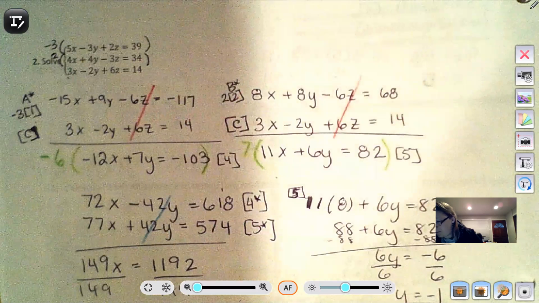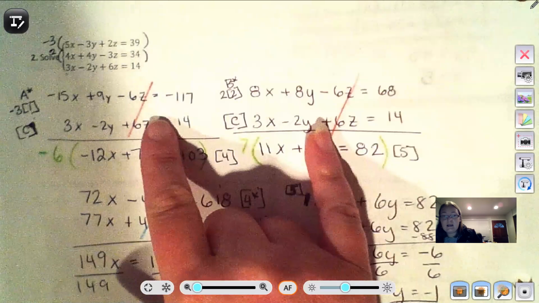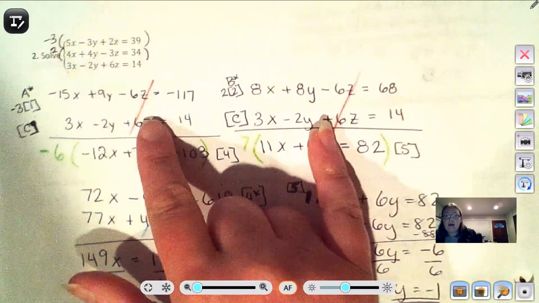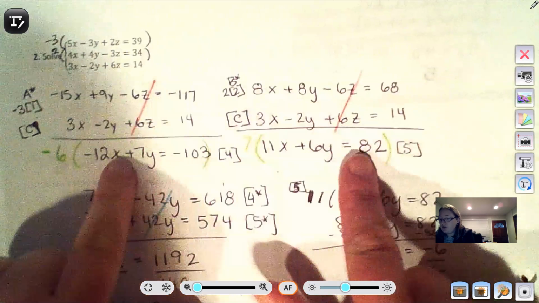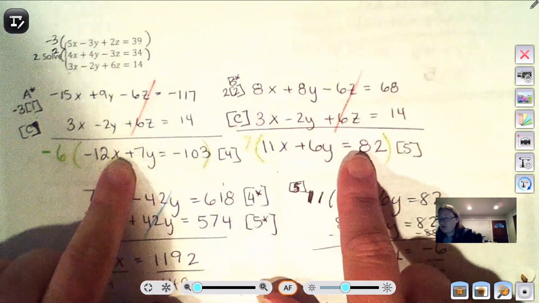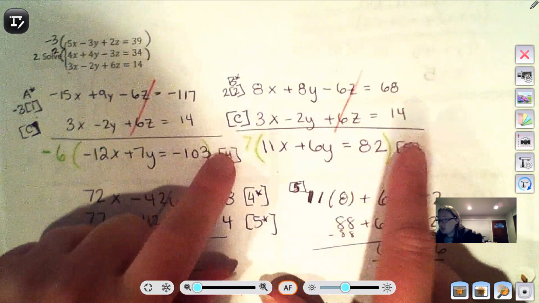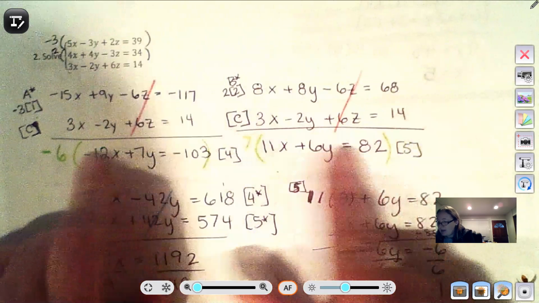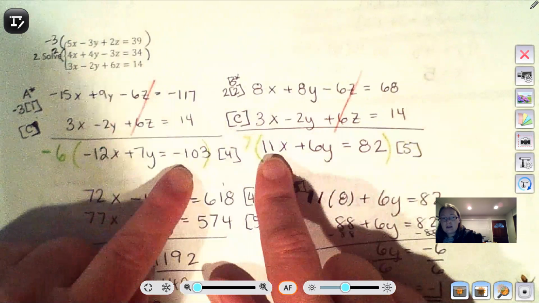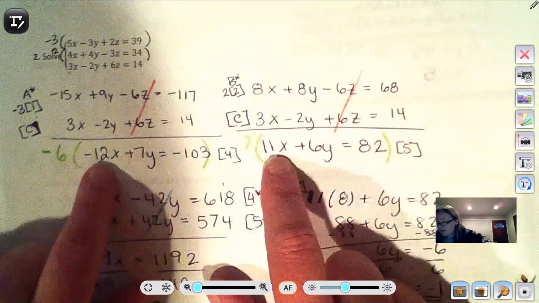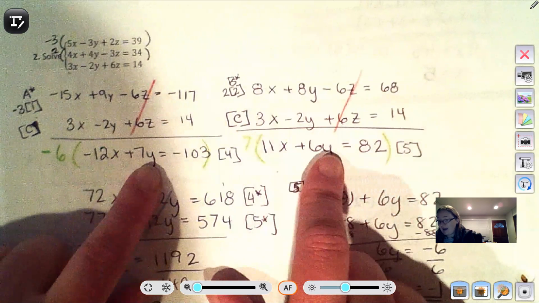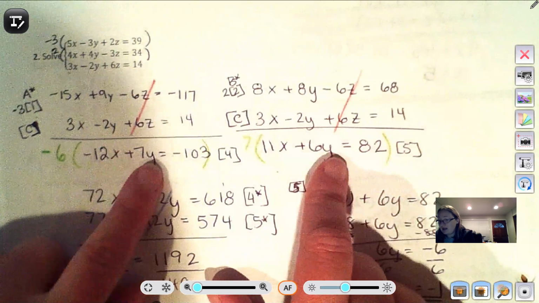Something else was. And so that got rid of the z's. And so now I have the system of 2. I call them equations 4 and 5. The system of 2, and it's not as pretty as the other ones. Like the x's aren't opposites, the y's aren't. I have to multiply both by something to get them to be.